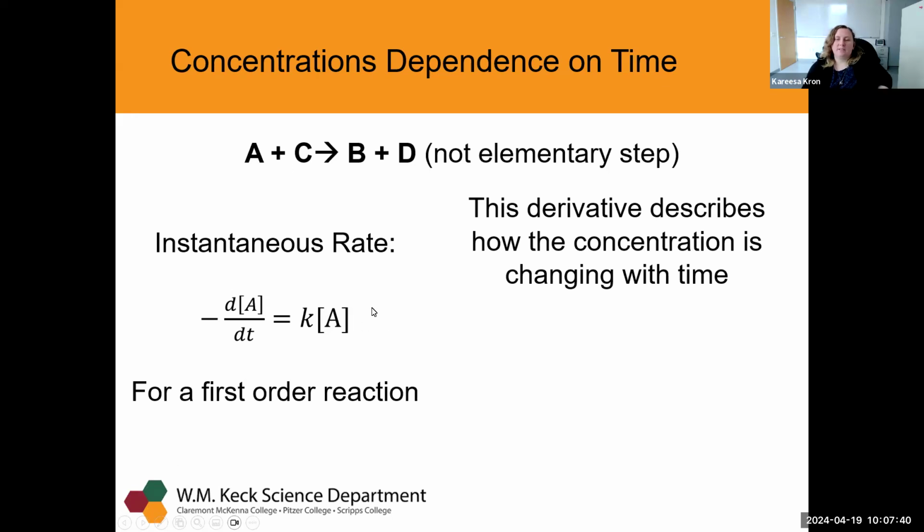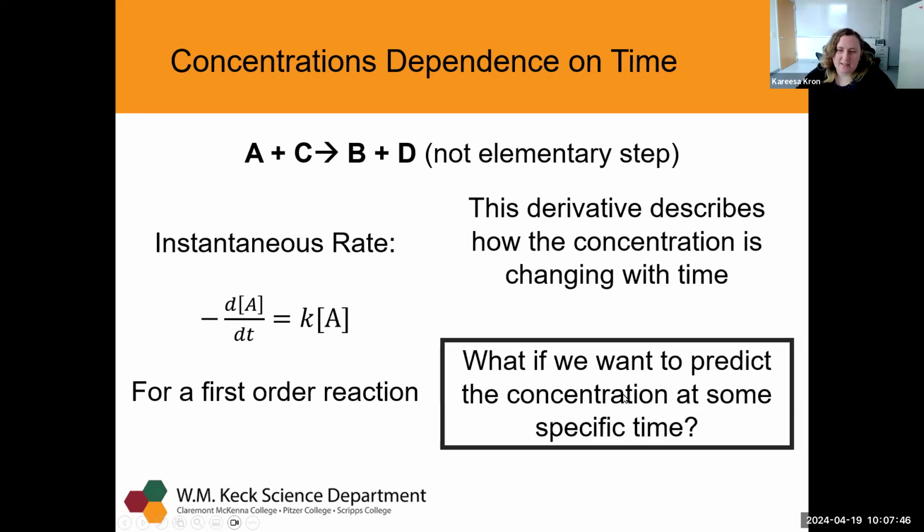And while this expression can show us how concentration changes with time at some point in time, it doesn't necessarily tell us what the concentration is at some specific time. So if I gave you an initial concentration in some system and I gave you a value for the rate constant, what if you wanted to be able to predict what the concentration would be after 30 seconds? This rate doesn't tell us that. It just tells us how A would be disappearing in our system.